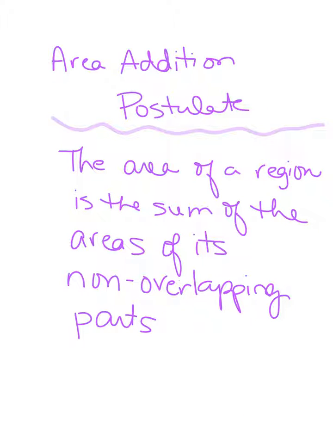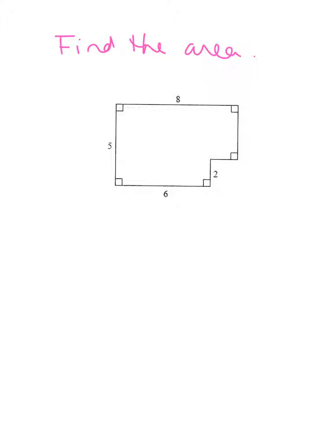The area addition postulate states that the area of a region is the sum of the areas of its non-overlapping parts. In our first example, we're going to find the area, so I need to break it into parts that I can work with. So I'm going to take a line, and I'm going to just bring it down this way. And then I'm going to look at the area of each of the individual parts. So in this area right here to the left, I have 6 times 5, which gives me 30. So I'm going to put that right inside.